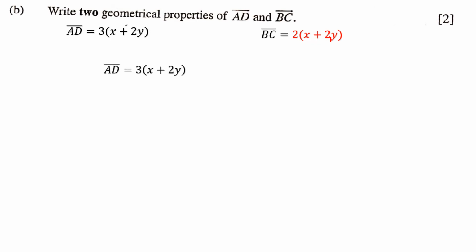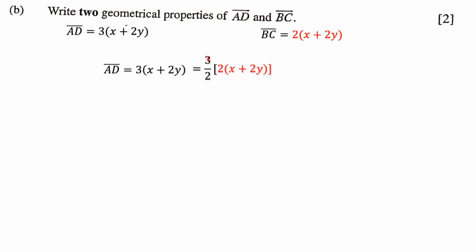Now the next question says, write two geometrical properties of AD and BC. So what is AD? Well, we know that AD is 3 open bracket x plus 2y. And we know that BC is going to be equal to 2 open bracket x plus 2y. So what are the two geometrical properties of AD and BC? So what we can do is express AD in terms of BC. And let's do that. So this right here is AD. But what if we do this?